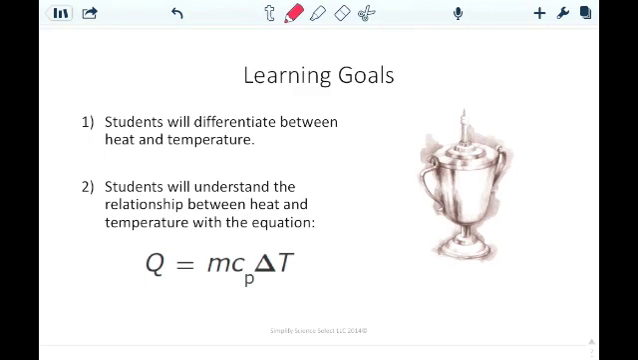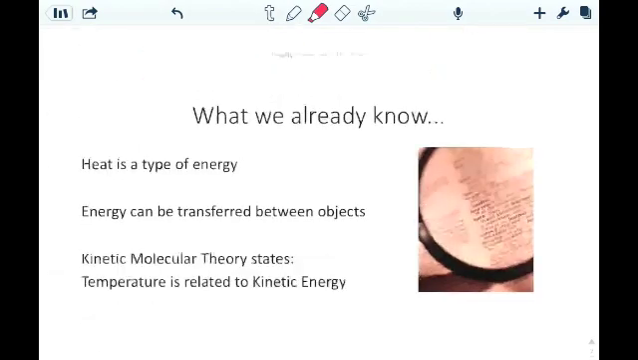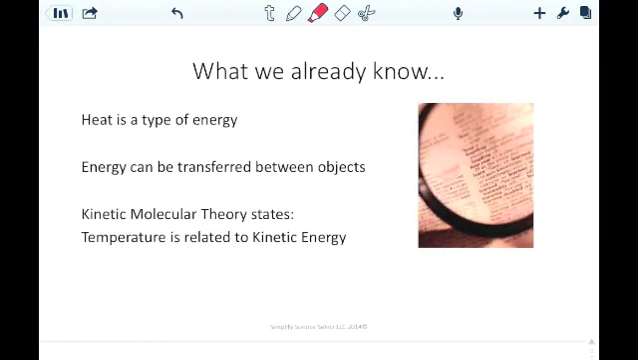The second thing is students will understand the relationship between heat and temperature with the equation Q equals mc delta T. Now what we're going to be doing here is we have to be able to use that in math, manipulate that equation, and solve for every single variable. So let's look at what we already know.